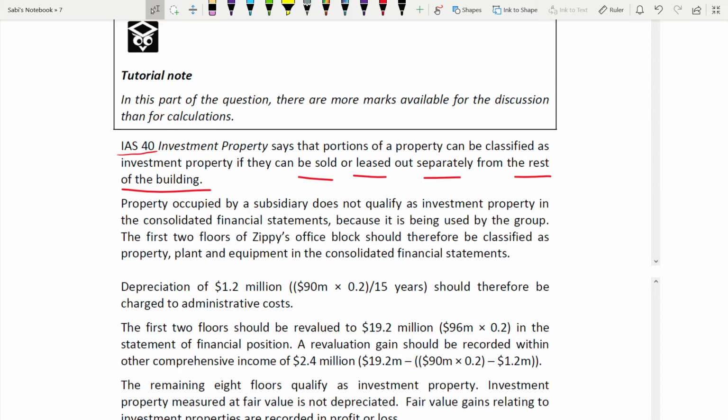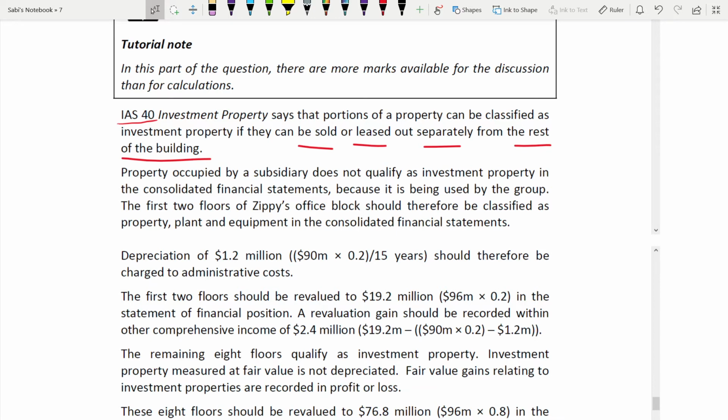Okay. Now in 2 or 3 lines, you are just giving the principle of IAS 40, whether it could be classified as investment property or not. Now let us go to the second paragraph. You are referring to the case study and saying what's happening in Zippy's. So the property occupied by a subsidiary does not qualify as investment property in the consolidated financial statements.